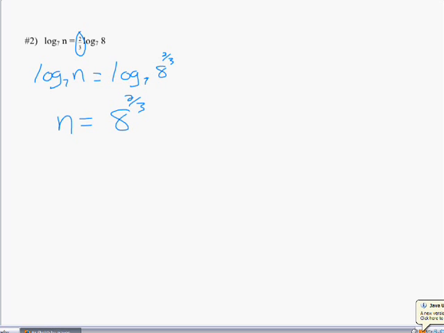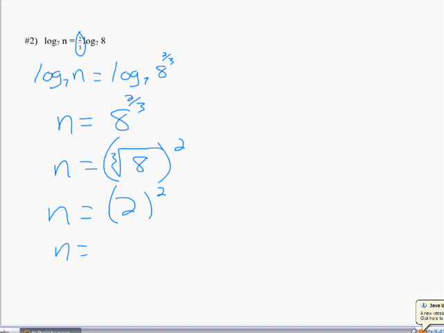What is 8 to the 2/3? Using one of our definitions of rational exponents, we can write this as the cubed root of 8 squared. Cubed root of 8 is 2. 2 squared is 4.